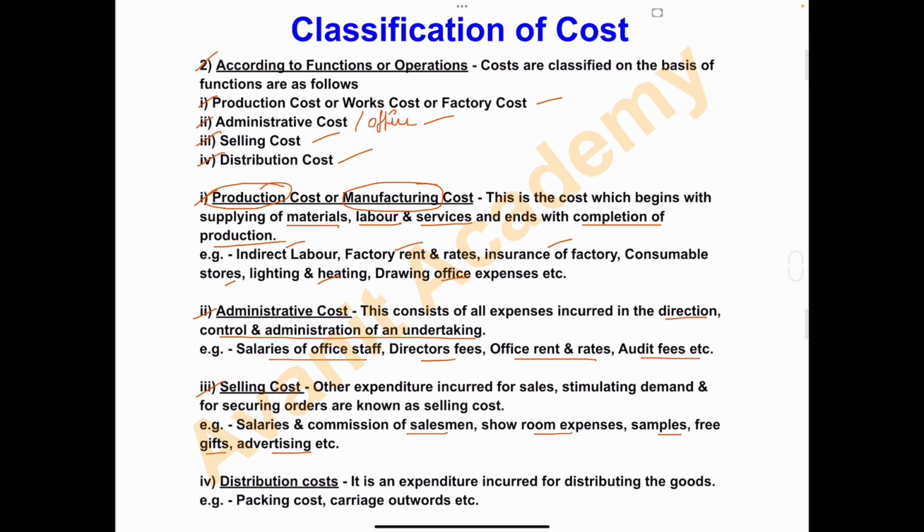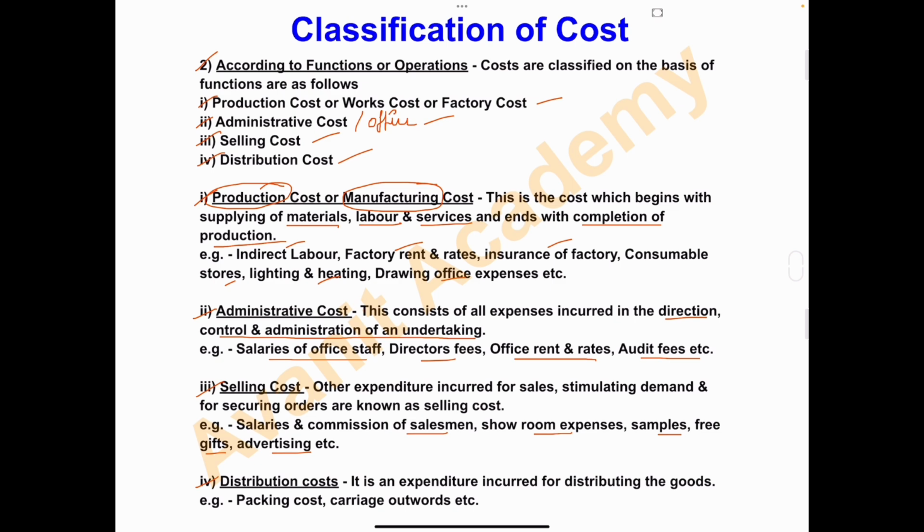For them, we have to give the salaries, commission, bonus, etc. Then showroom expenses, giving free samples, demonstration of the product, free gifts, vouchers, etc. and advertising of the product. Fourth one is distribution cost. So it is an expenditure incurred for distributing the goods, that is packaging cost, carriage outward, etc. So these four are the cost classification according to their functions or operation.